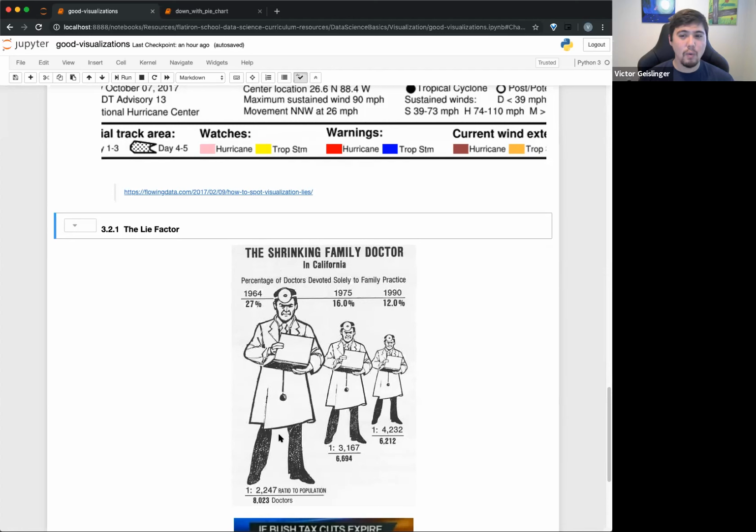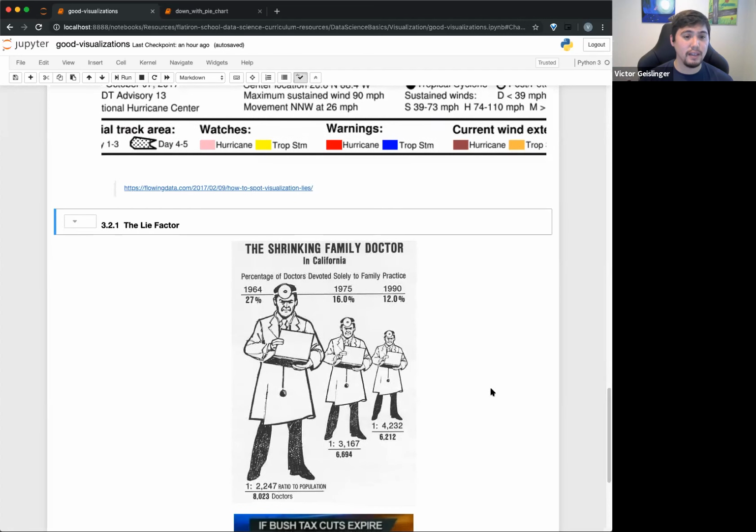This image, let me ask you guys, what do you think the size of the doctor, or whatever the doctor is doing, is emphasizing? What aspect of the doctor is representing this 27%, 16%, 12%? Just take a guess, whatever you think it is or what you think it should be.